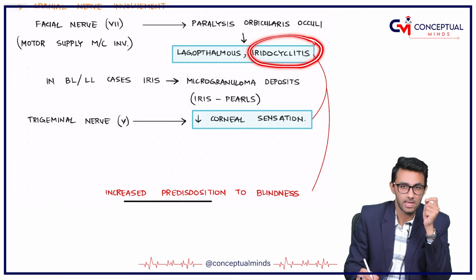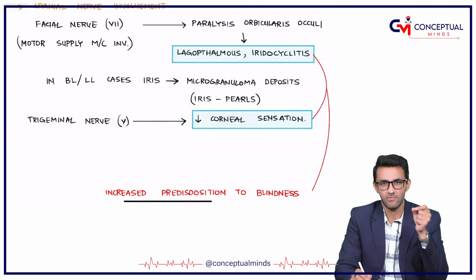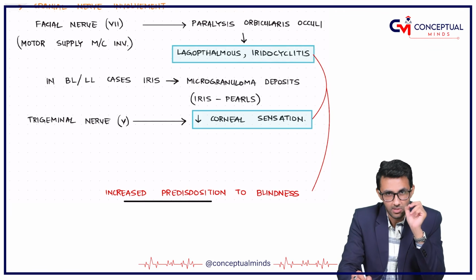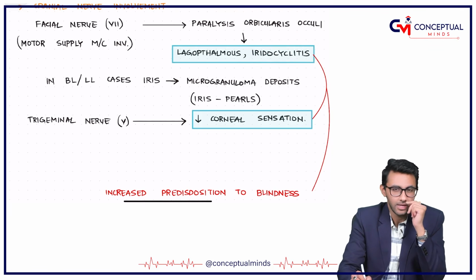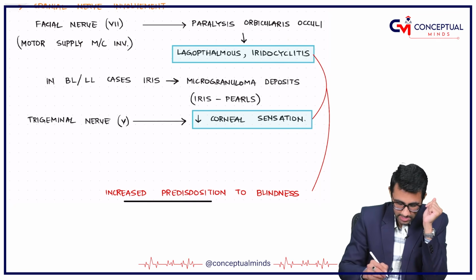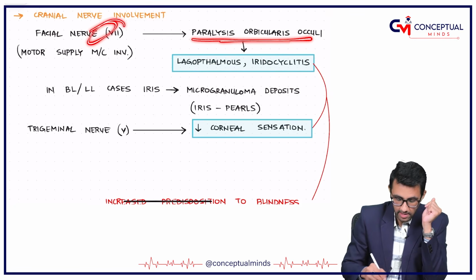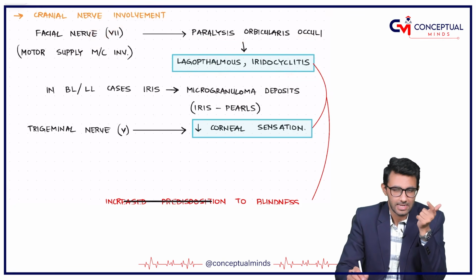Iridocyclitis is also there. What is the other name for it? This is anterior uveitis, right? Iridocyclitis, another name is anterior uveitis. That is one thing we need to know, because this is paralysis of the facial nerve. The two conditions being elicited are lagophthalmos and anterior uveitis.